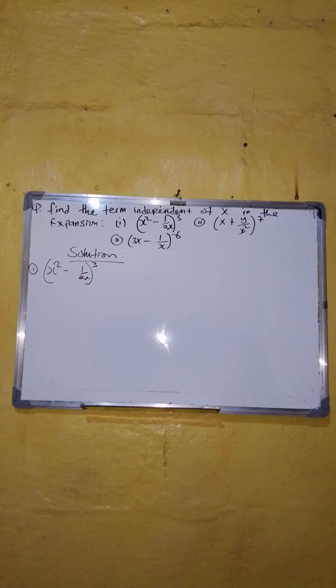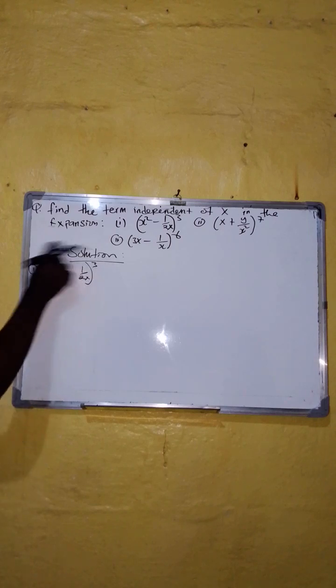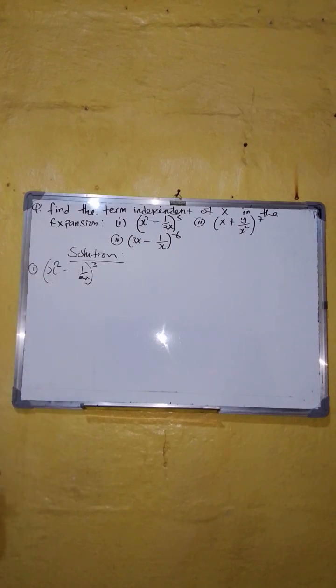Maybe I can even solve one, the other two can be yours. So (x squared minus 1 over 2x) to the power 3. So what am I going to have here? When this is expanded, obviously we'll have a term which is independent of x, meaning that term does not have x anywhere. That's what we mean.